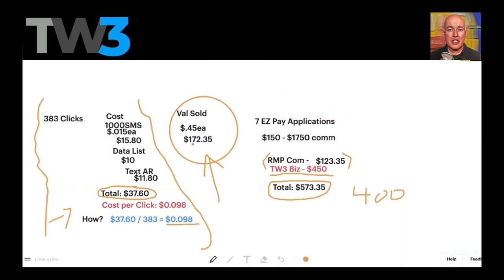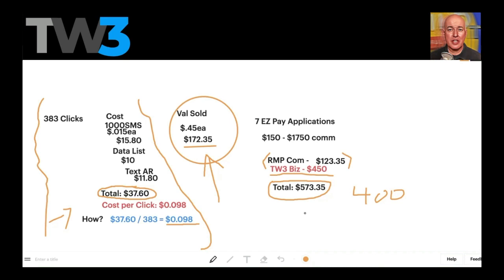Now here's the thing, be smart, be a business person, be practical about this. If you're going to be paying, let's say, retail 50 cents a click, then make sure you have a product that's worth more than 50 cents a click.